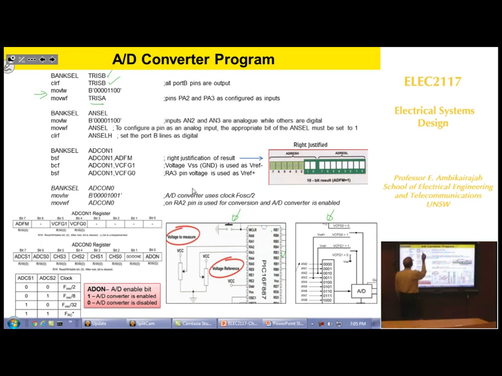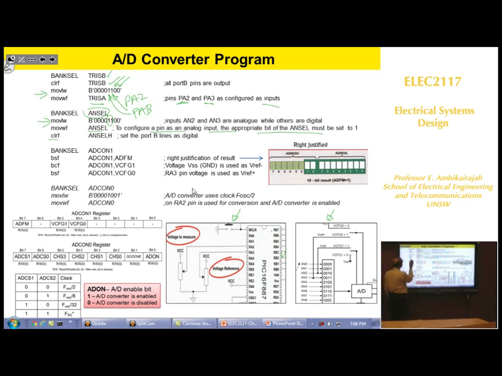Here we have PA0, PA1, PA2, PA3. This is PA2 and this is PA3. We want both of them as inputs, so I made that by setting all the others to 0 and these two to 1. So I made them inputs. Now I have to make them analog inputs. So I go to the bank and put this pattern in there and move it to the ANSEL register. Once you have moved that, you have set these to 1, which means to configure a pin as analog, the appropriate bits are set to 1. So now it's been set as analog.